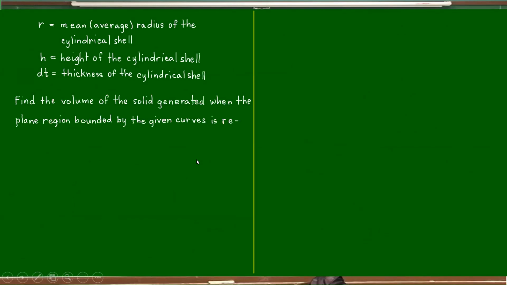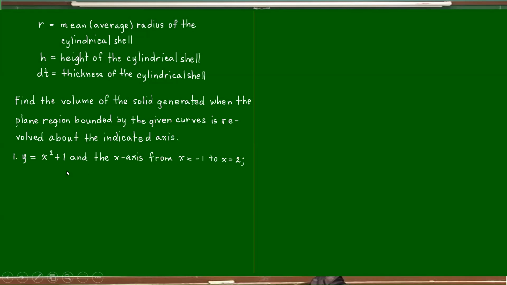So let us have the following examples. Find the volume of the solid generated when the plane region bounded by the given curves is revolved about the indicated axis. y equals x squared plus 1 and the x-axis from x equals -1 to x equals 2. Axis of revolution: letter A, x equals -1; letter B, x equals 3.